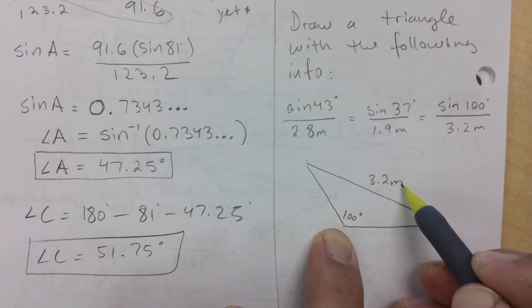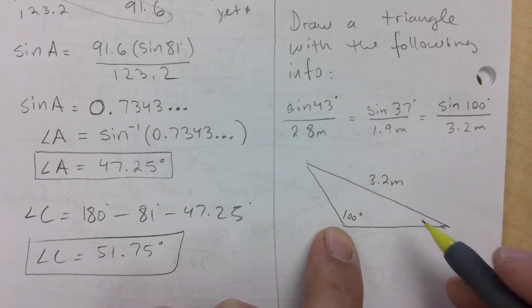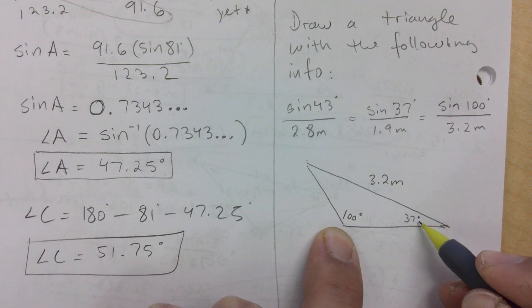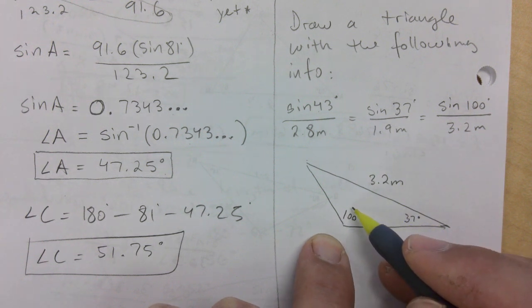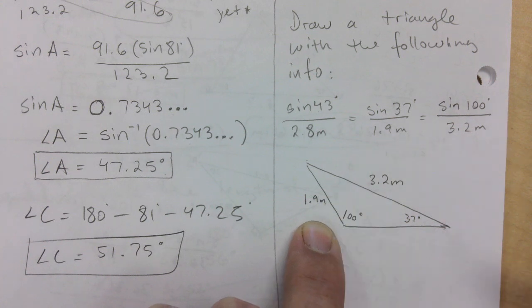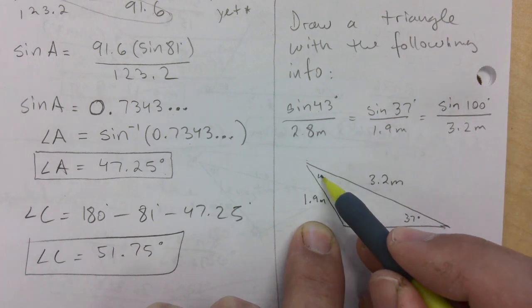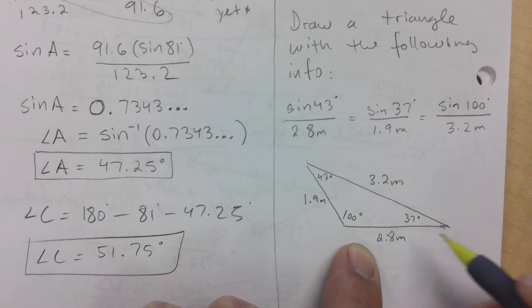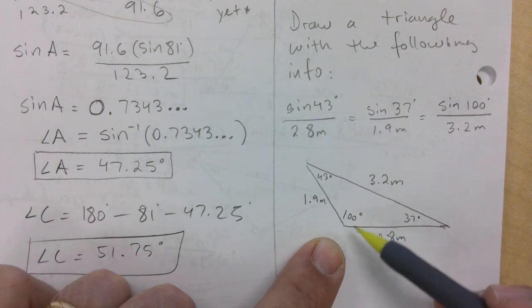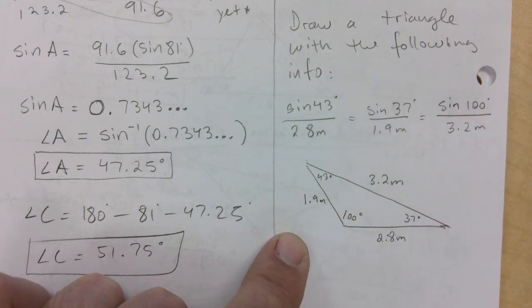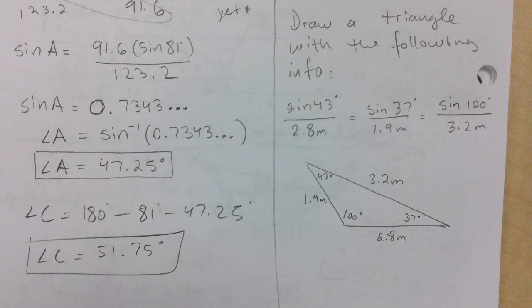Then you go to the next one, 37. You choose which one, 37, and the side across from that would be 1.9 meters. And obviously 43 is here, making this 2.8 meters. I would not expect you to draw it to scale. I'm just looking for can you look at this and see that it's a triangle that just has those two across each other?